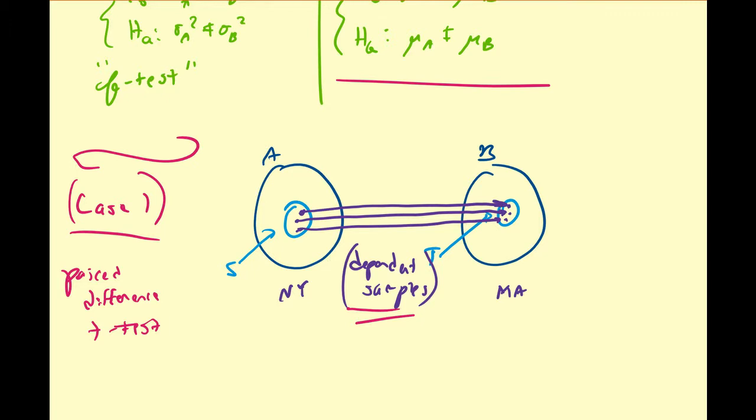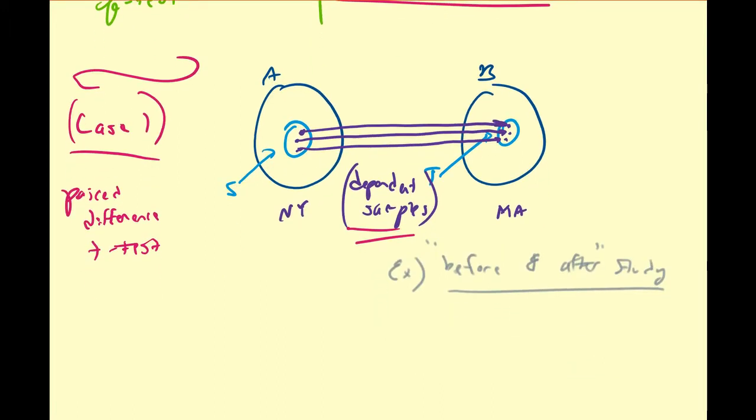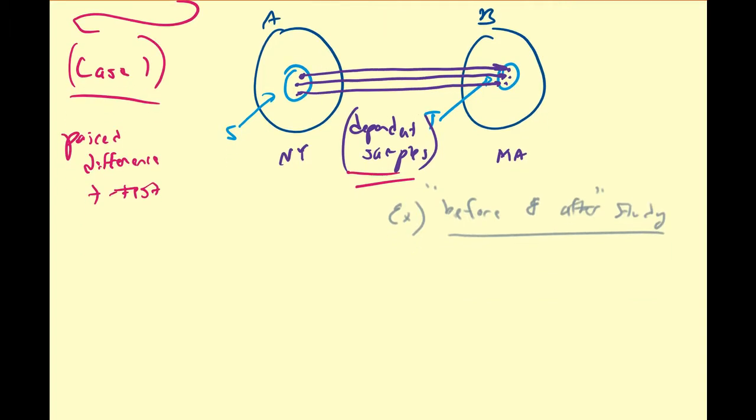And one of the most common ways is usually a before and after study. That's one of the most common ones. All right, so how would one go about a before and after study? That means we're going to have a sample from A, so we have x1, x2, down to xn, and this is coming from A. And we also have a sample from B, x1, x2, down to xn of B.